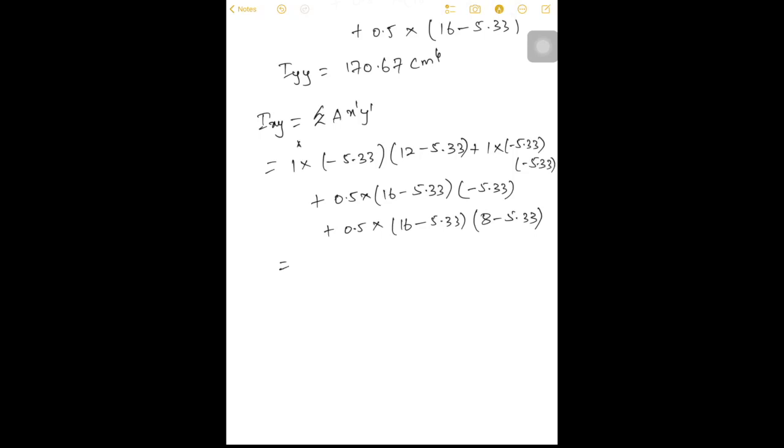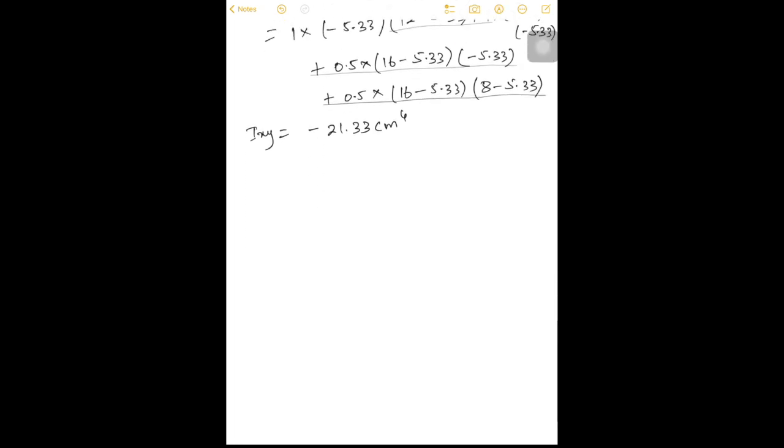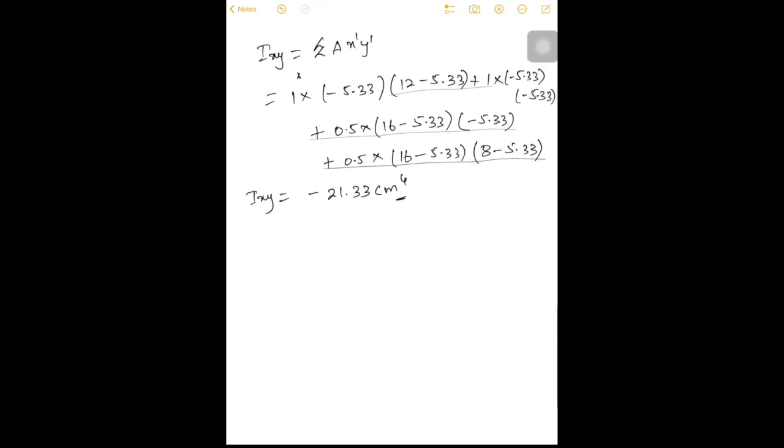When you solve this one, you will get the Ixy value minus 21.33 centimeter power 4. This is our Ixy value. So we have identified all the moment of inertia values. Now we are going to substitute all these values in the shear flow formula.